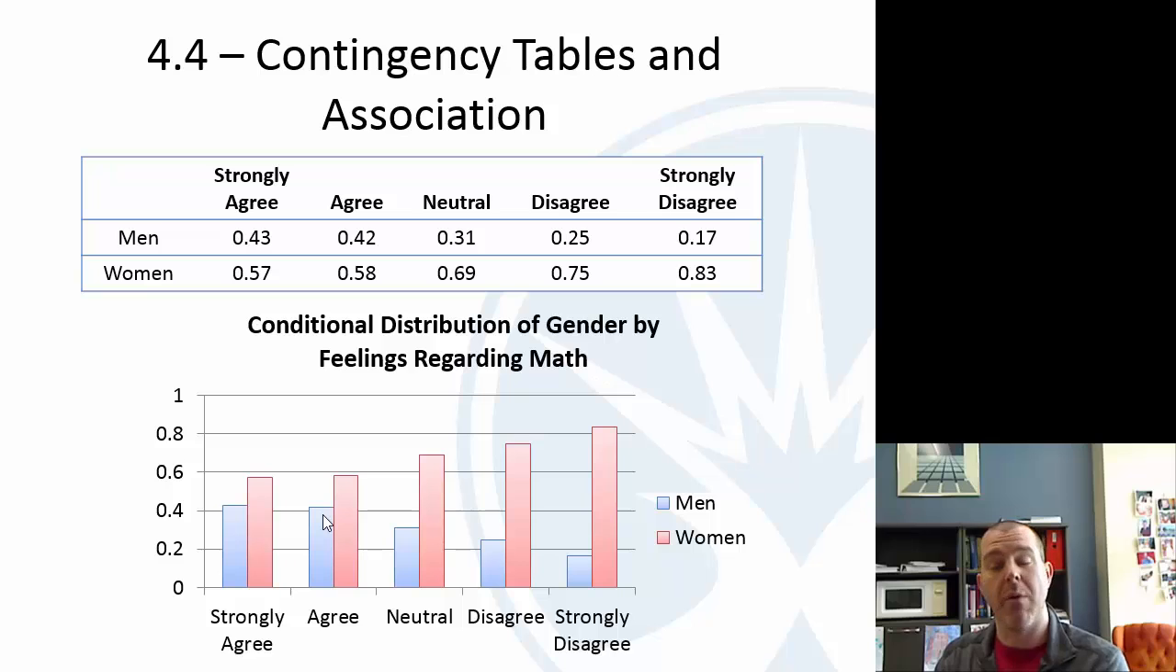Oh yeah, there's a graph here. This is a side-by-side graph, the conditional distribution. And this can really help you see differences, where you can see under strongly agree they were about the same, but then as we went over under strongly disagree, the greater majority of those that strongly disagreed with that statement were women.